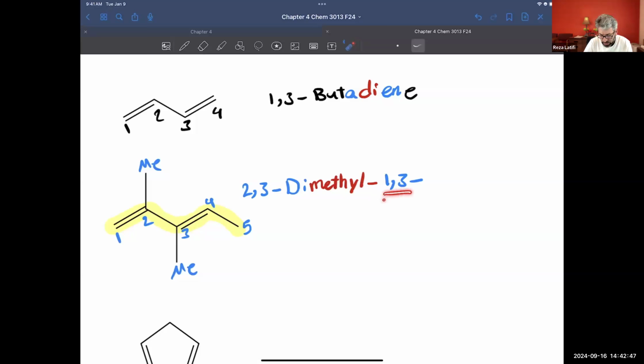And then where are the double bonds? First carbon and third one. So I'm going to say 1 and 3. And then I have 5 carbons in my chain, so I go penta. Then I say di to say that I have two double bonds. Diene.